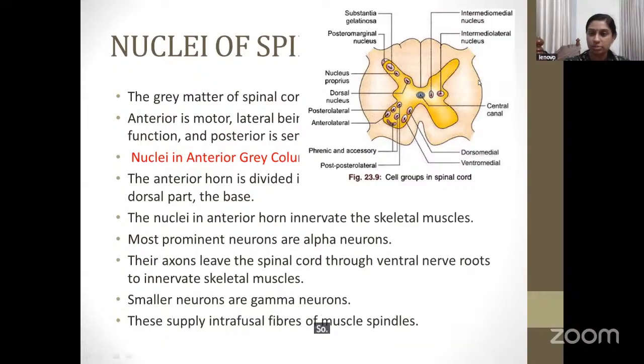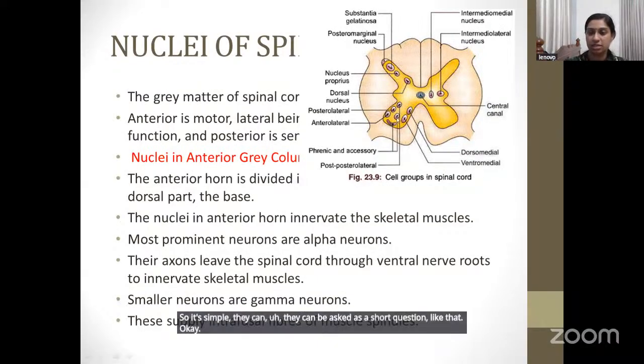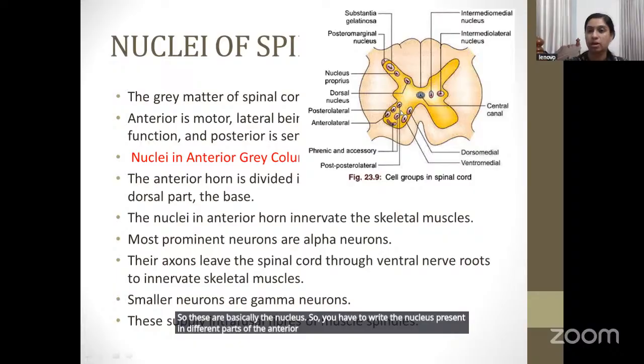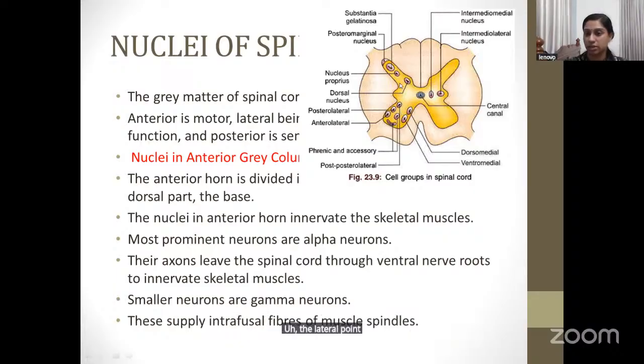So these are basically the nuclei of the spinal cord. It's simple, and it can be asked as a short question. So you have to write the nuclei present in different parts of the anterior horn, the lateral horn or intermediate horn, and the posterior horn of the gray matter, according to position.